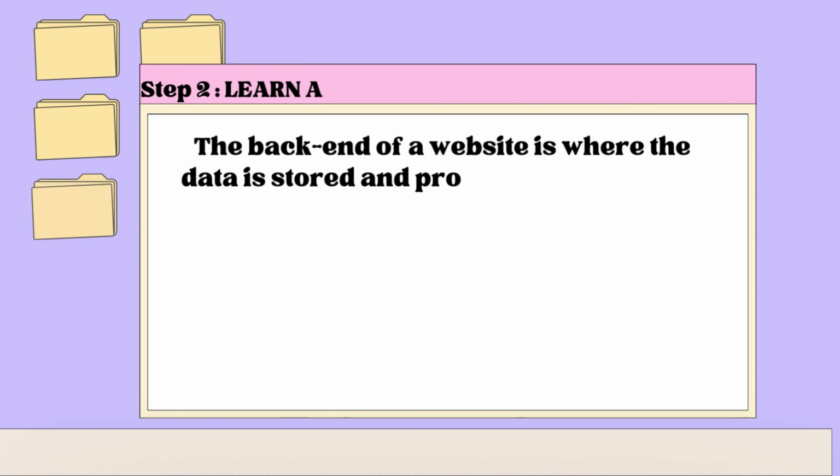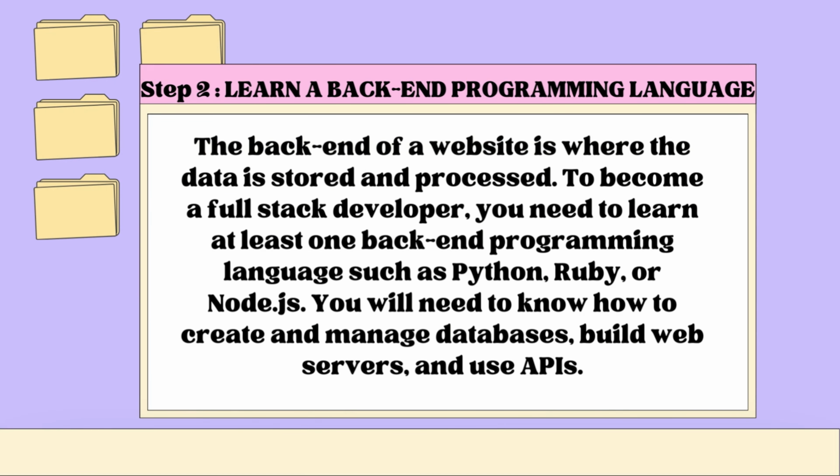Step 2. Learn a back-end programming language. The back-end of a website is where the data is stored and processed. To become a full-stack developer, you need to learn at least one back-end programming language such as Python, Ruby, or Node.js. You will need to know how to create and manage databases, build web servers, and use APIs.